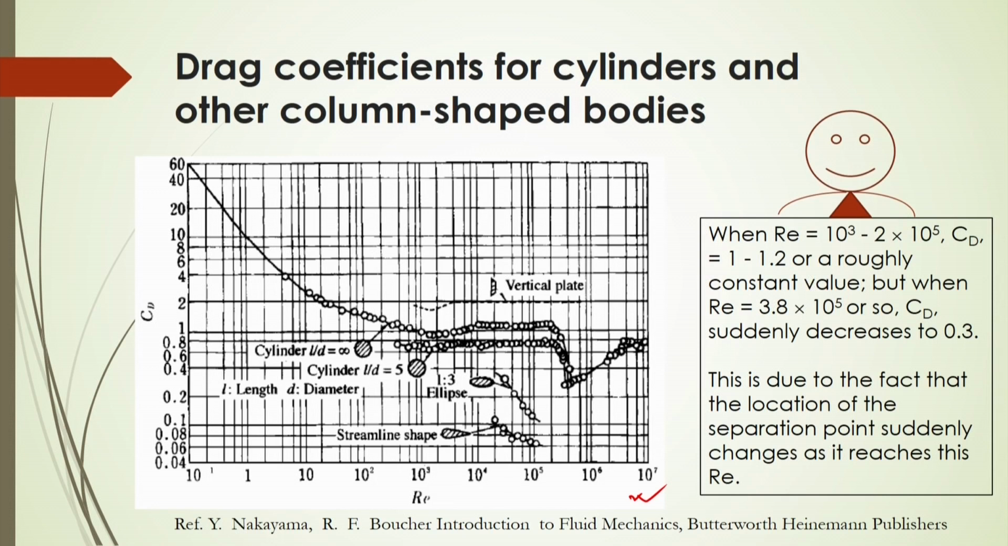When Reynolds number is 10 to the power 3 to 2 into 10 to the power 5, that drag coefficient will be within a range of 1 to 1.2, a roughly constant value. But when this Reynolds number is 3.8 into 10 to the power 5 or so, then this drag coefficient suddenly decreases to 0.3 as shown in the figure here. And this is due to the fact that the location of the separation point suddenly changes as it reaches this Reynolds number.